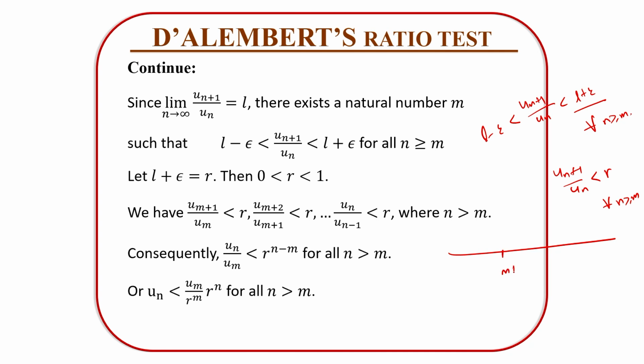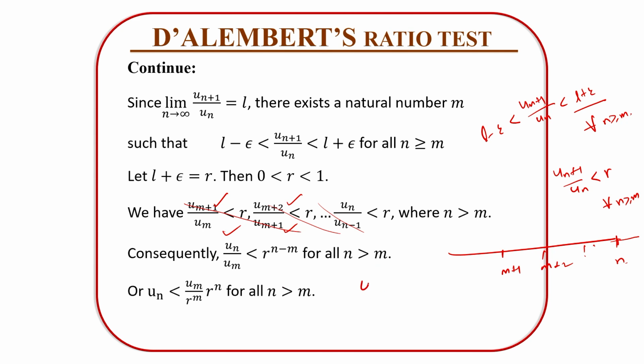That means we have m plus 1, m plus 2, m plus 3, and how many terms do we have? We have n, right? So that means u(m+1)/u(m) is less than r, u(m+2)/u(m+1) is less than r, and so on. So we cancel out the middle or intermediate terms.